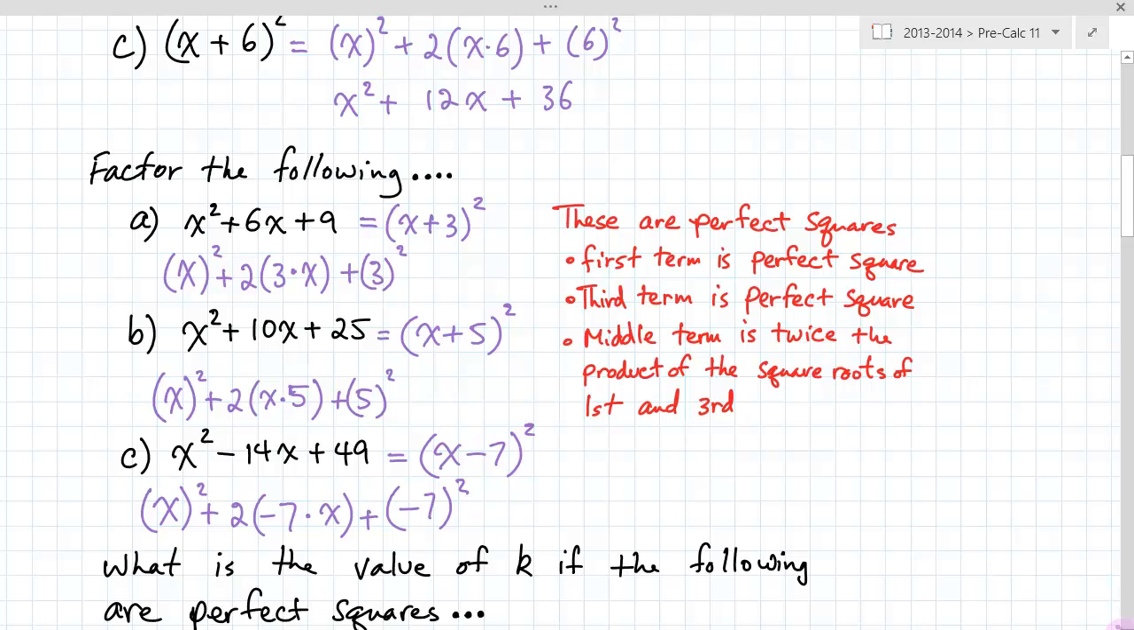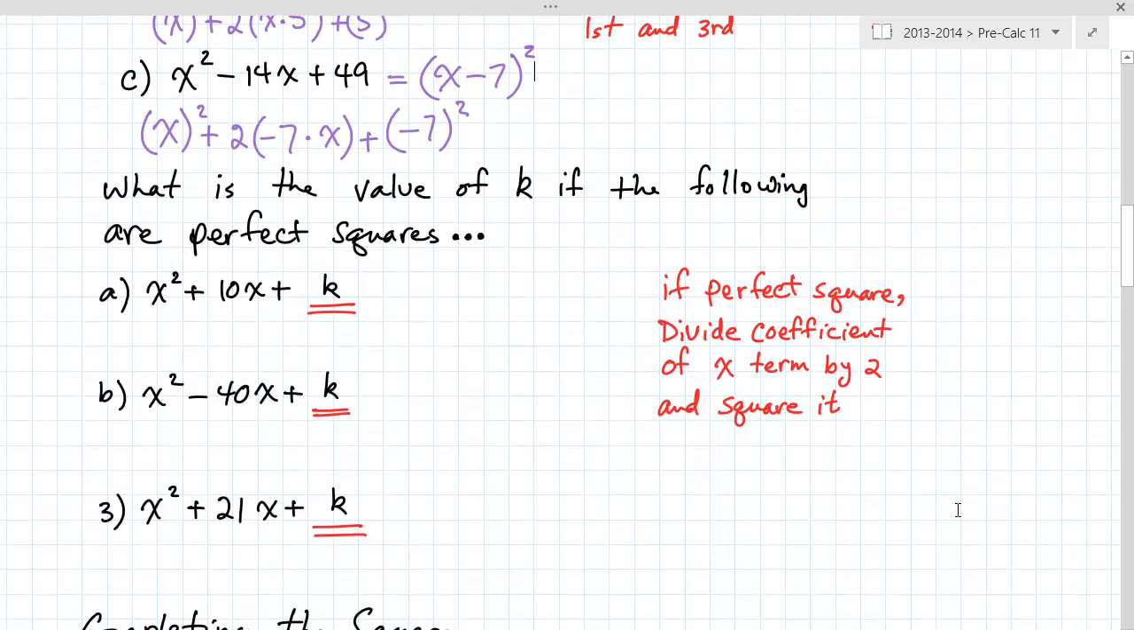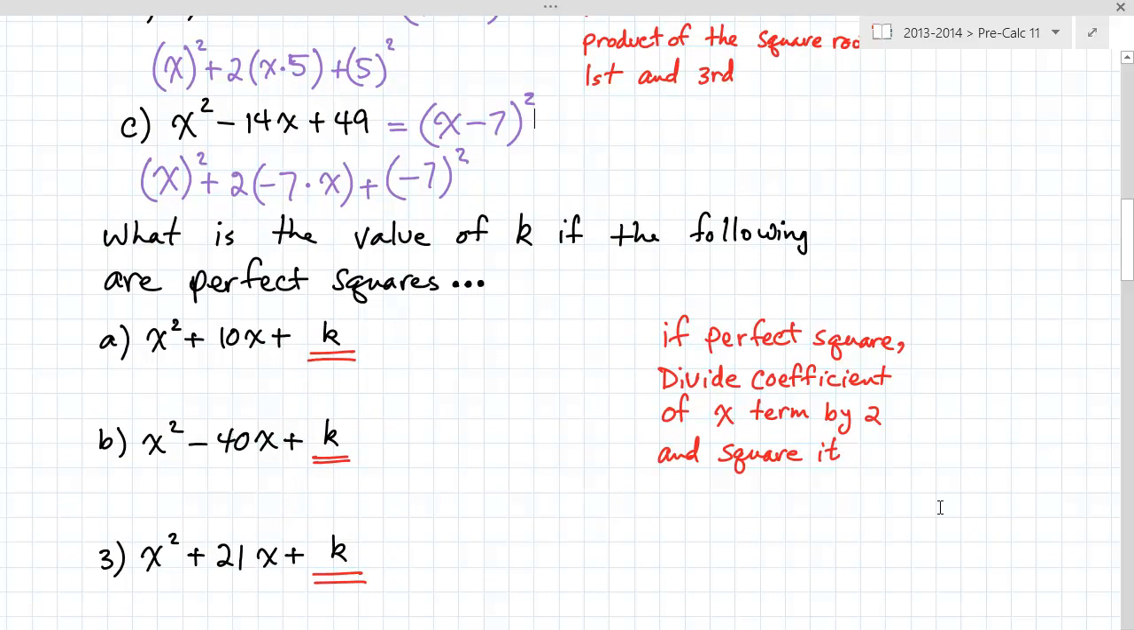All right. Now I'm going to look at something that's getting closer to what we want to do. What is the value of k if that trinomial that we're looking at, which is x squared plus 10x plus k, is a perfect square? What we just saw was that, okay, the middle term is supposed to be twice the product of the first and the last one, right? How do I find out what this is? How would I find out what that is, what would I do?